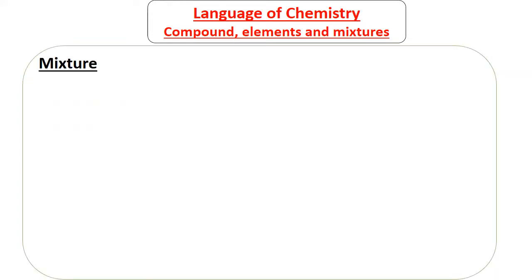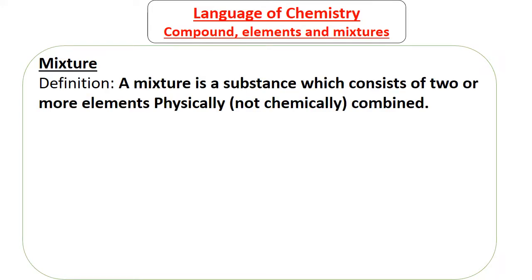Mixing of elements can give us a mixture, which is defined as a substance which consists of two or more elements physically combined. So if we physically combine elements, we get a mixture. Remember, we studied mixtures when we were talking about solutions and crystals. Of course, we have that definition and also this definition.